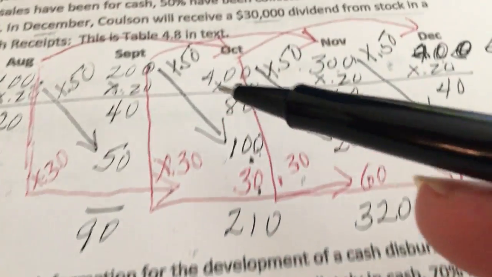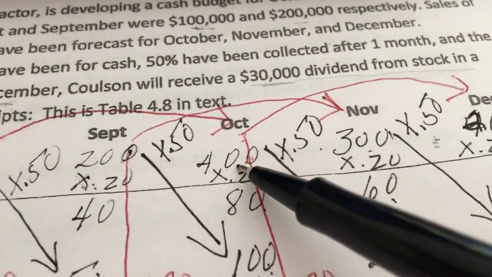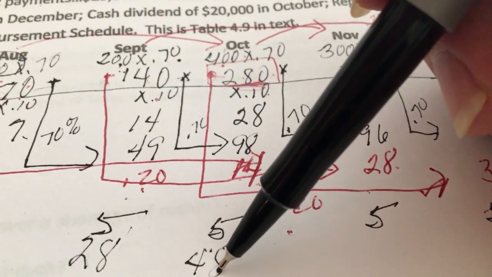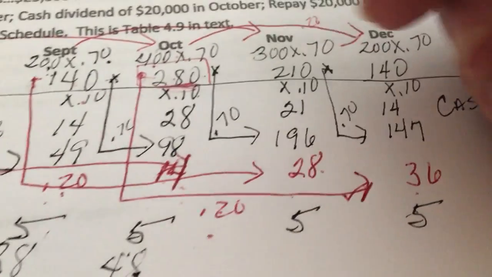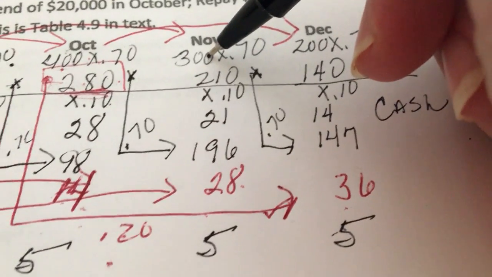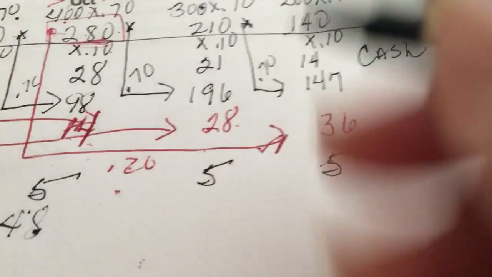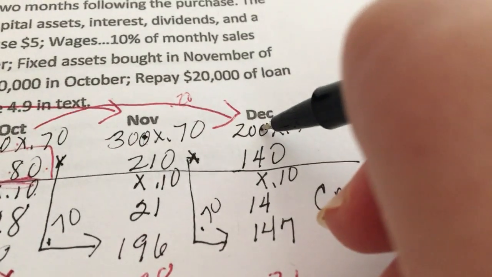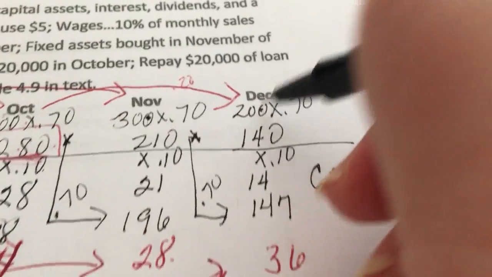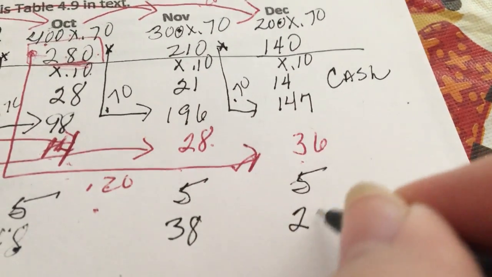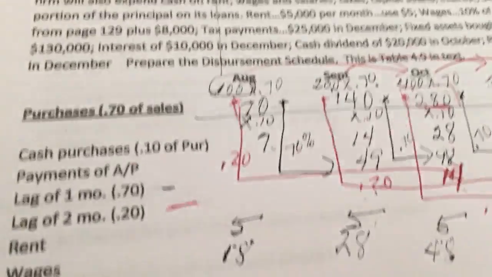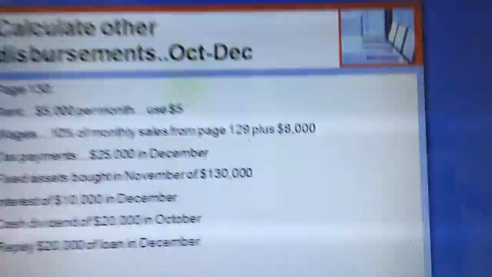This 400,000 came all the way from our sales number up at the top of the page. And we used it to calculate our purchases. We're multiplying 10% plus 8,000. Okay, November, 10% of 300 is 30, plus 8 is 38, and 10% of 200,000 is 20, plus 8 is 28. Okay? Very confusing, I know. Follow the guide on your PowerPoints, okay, up here.